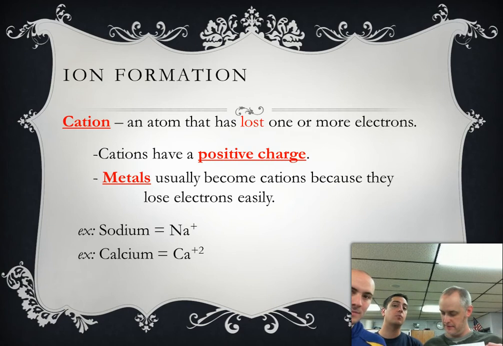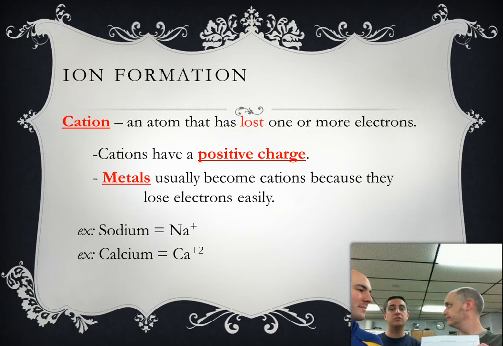Calcium, on the other hand, is in column number 2, the alkaline earth metals, and that becomes a +2 because it loses 2 electrons to become more stable. A general rule of thumb: if you have 3 or less valence electrons, you're going to lose them and become positive. If you have 5 or more, you're typically going to gain them and become negative. The ones with 4, they're a little weird. They'll do both, depending on what they're bonding with. But don't worry about that.